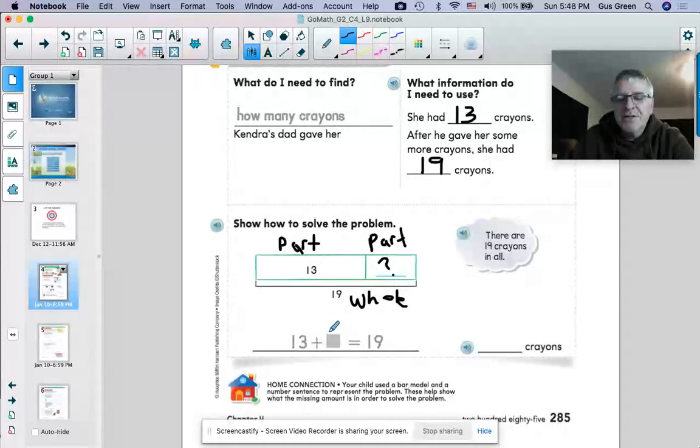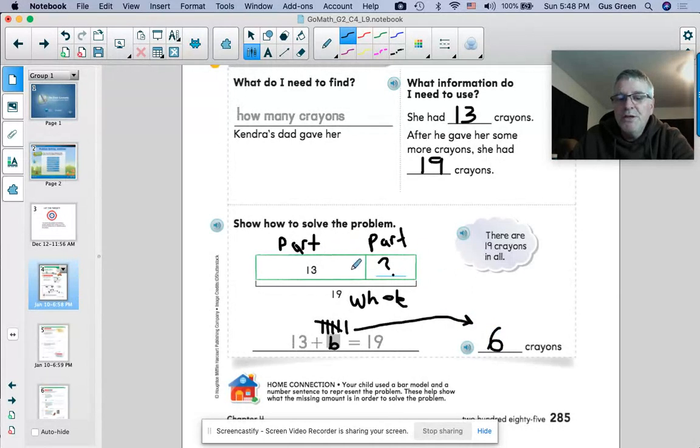But I'm going to go ahead and just count up from 13. So I'll start with 13, 14, 15, 16, 17, 18, 19. I made 6 tally marks. 13 plus 6 is 19. So Kendra's dad must have given her 6 crayons. That's the mystery number that we're trying to find out.